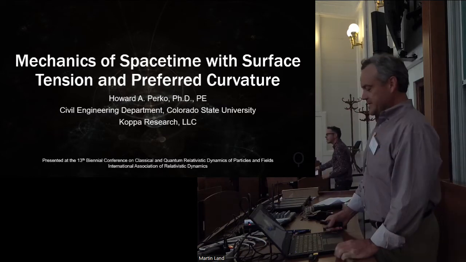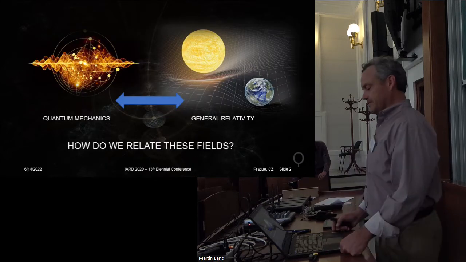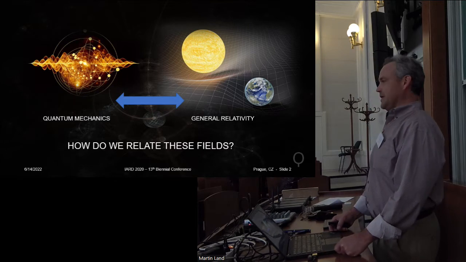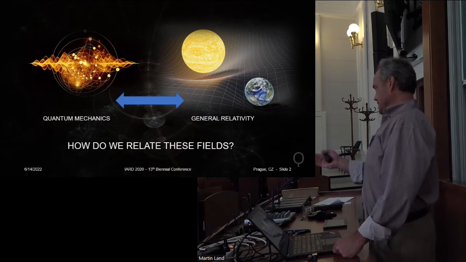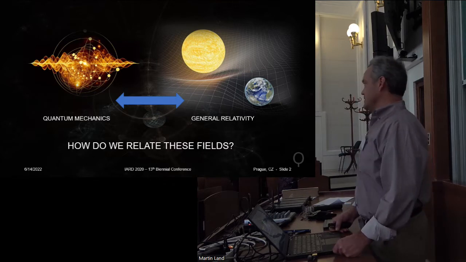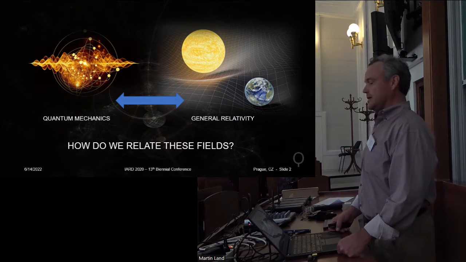Today's presentation is an attempt to provide a unifying theory of physics between quantum mechanics and general relativity. Many physicists have asked this question. Petra asked it this morning: how do you relate these two divergent fields? And the theory that I've proposed many years ago and been working on has to do with geometry.